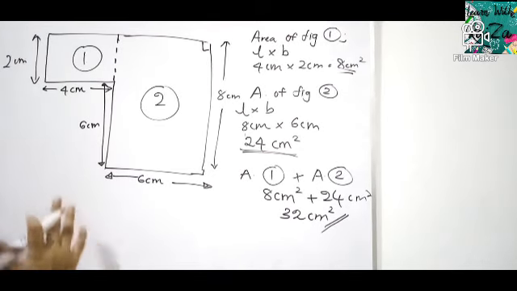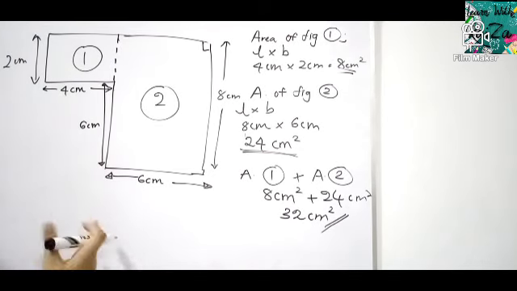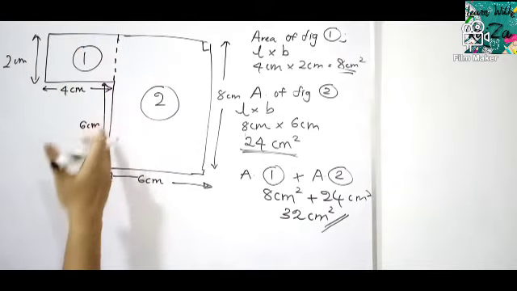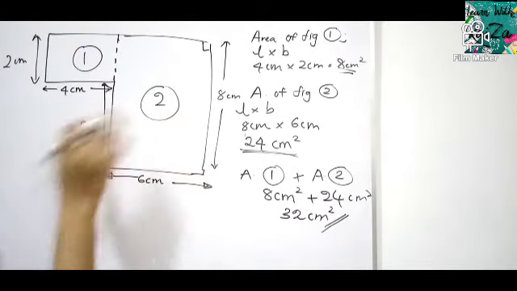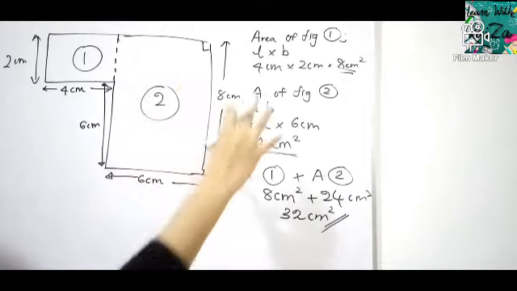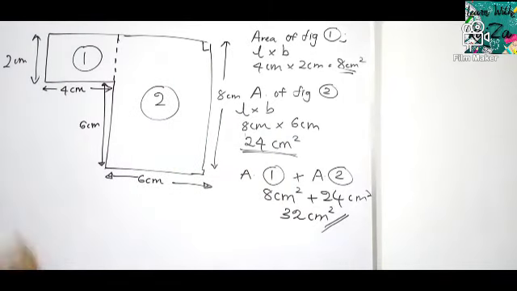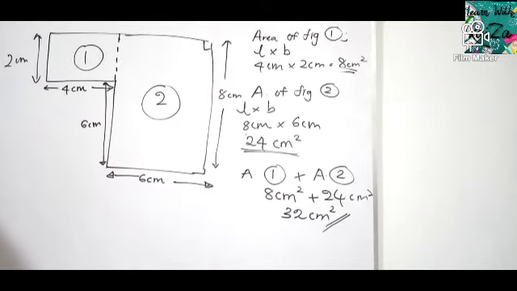So you will get several of these kinds of composite figures. For that, first of all, you have to divide these figures into whatever plane figures. Then only you have to take the area separately and add those areas to get the whole composite figure. I guess you have understood. So let's go to the another part of this question.